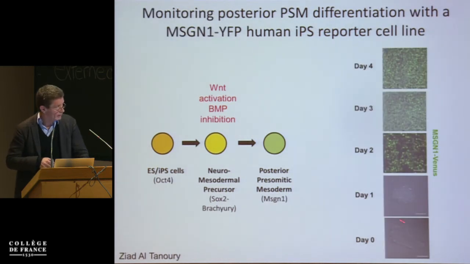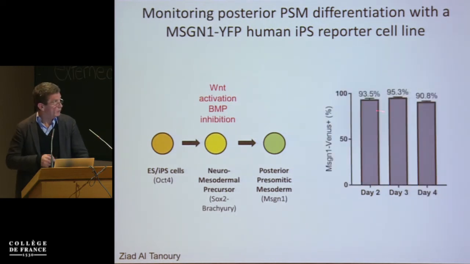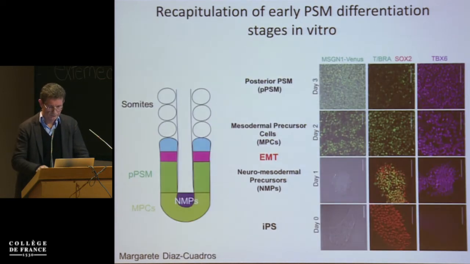And so when you look at what happens in cells that are treated in this way, you see that at day 1, you don't see much happening yet, but at day 2, we see massive activation of this posterior presomitic mesoderm reporter, which is maintained for another 2 days. And if we quantify this, we see that this differentiation is extremely efficient with more than 90% of the cells that turn on the posterior presomitic mesoderm markers.